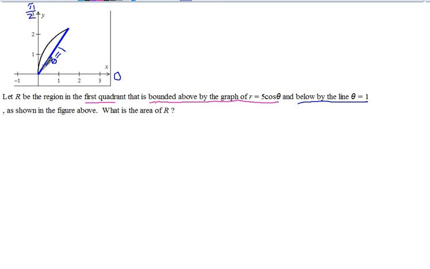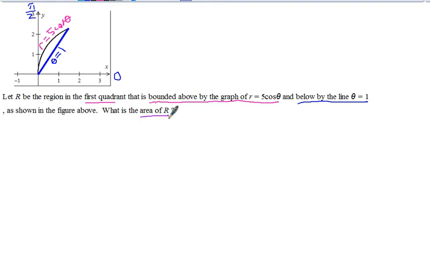Notice that the angle is constant, so actually the line would keep going forever both directions, but we're only looking in the first quadrant in this region. Notice there's no r in this polar equation, so the radius could be anything. If the radius can be anything but the angle is the same in polar coordinates, that's what produces a linear equation, theta equaling a constant. And then the curve here is r equals 5 cosine theta. Okay. All right, and it asks us, what is the area of R?